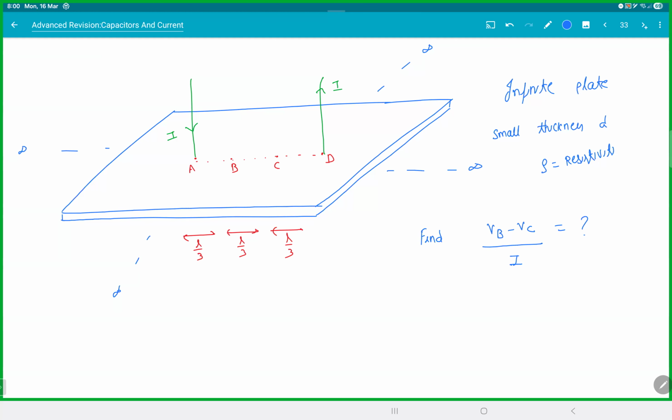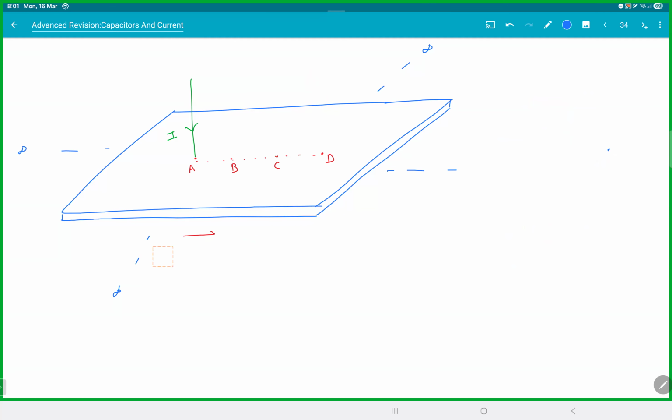How do we do this thing? See, the idea is again, the moment you hear the word infinite plate, right, and current I is going, current is coming out, you should get an idea, boss, it's the principle of superposition jaisa lag raha hai, right? So what we do, again, same story. Imagine only current I is flowing through A. Then how will the current distribute? The current will actually distribute like a circle thing, isn't it? It will keep going like this.